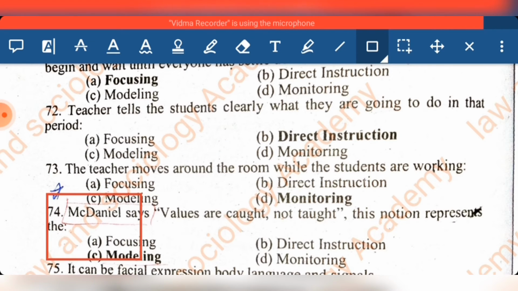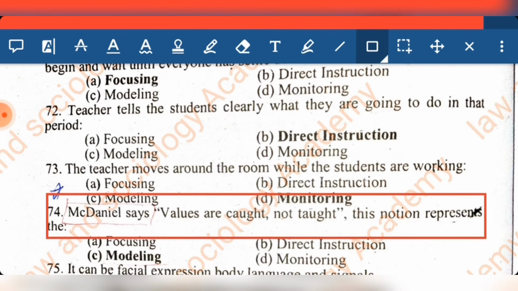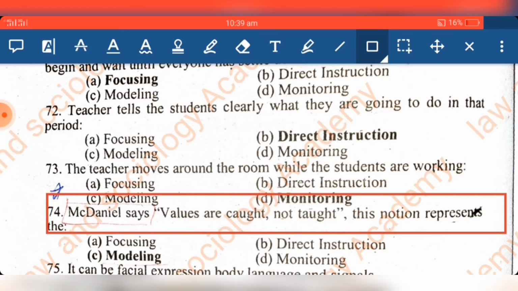And McDaniel says values are caught, not taught, and this notion represents the modeling.